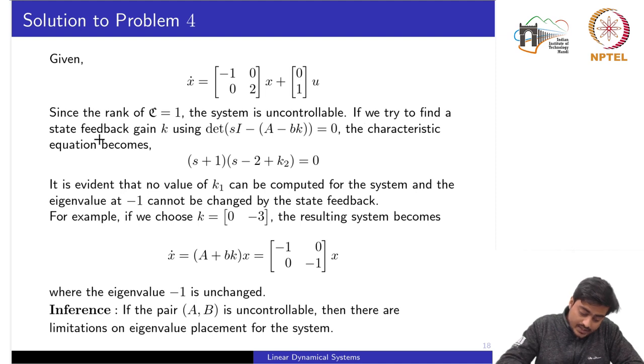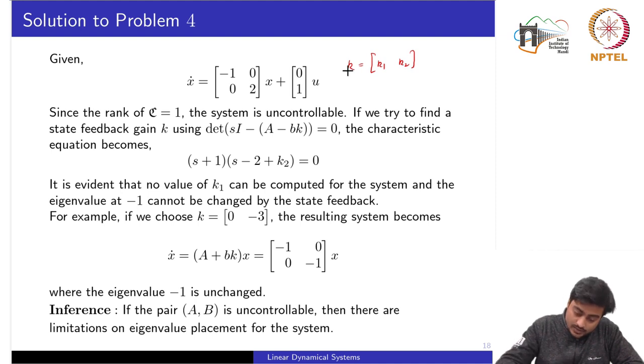Now if we try to find a state feedback gain using this formula, determinant of sI minus A minus BK, by putting it equal to 0, the characteristic equation becomes this. Here K we have chosen as K1 and K2.